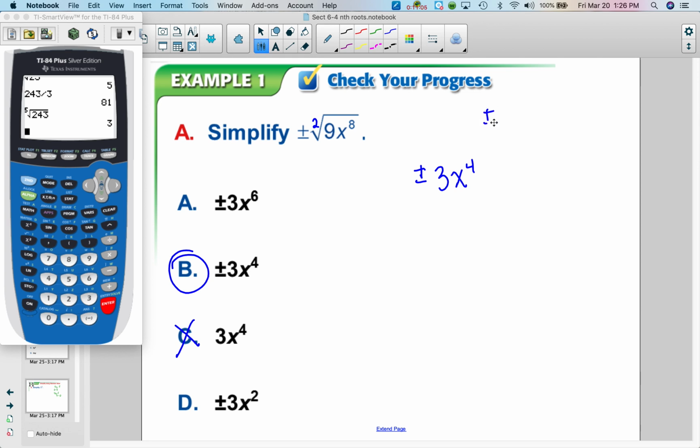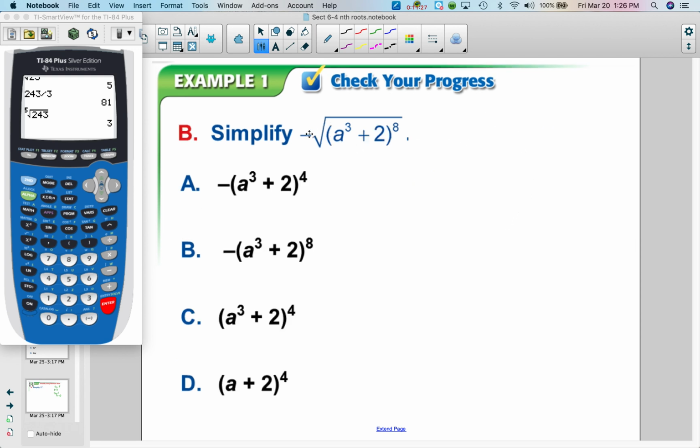Just to show you that it really would work if we changed it to this. 9 is 3 squared. 2 goes into 2 1 time with nothing left over, so we have a 3. 2 goes into 8 4 times with nothing left over, so we have x to the 4th. So if you changed it to an exponential form, then the little exponent thing would work for the numbers too.